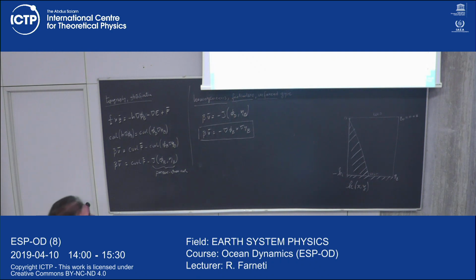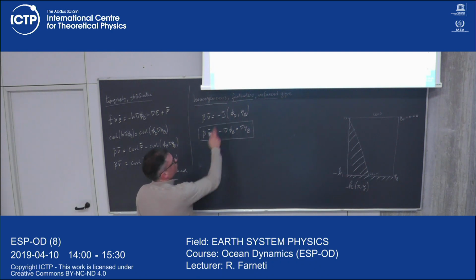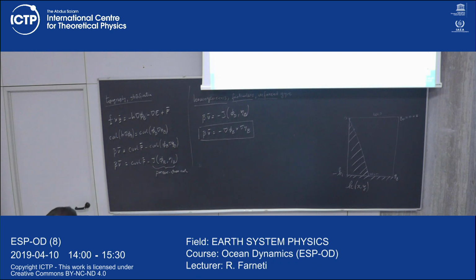So that means that the isobars are not aligned with the topographic contours, because you need the pressure gradient to have a component parallel to topography. So if you have a pressure gradient which is parallel to topography, then you can induce a meridional flow. And so in that case, if the isobars are not aligned with topographic contours, then this term is not 0, and you can induce a meridional flow.